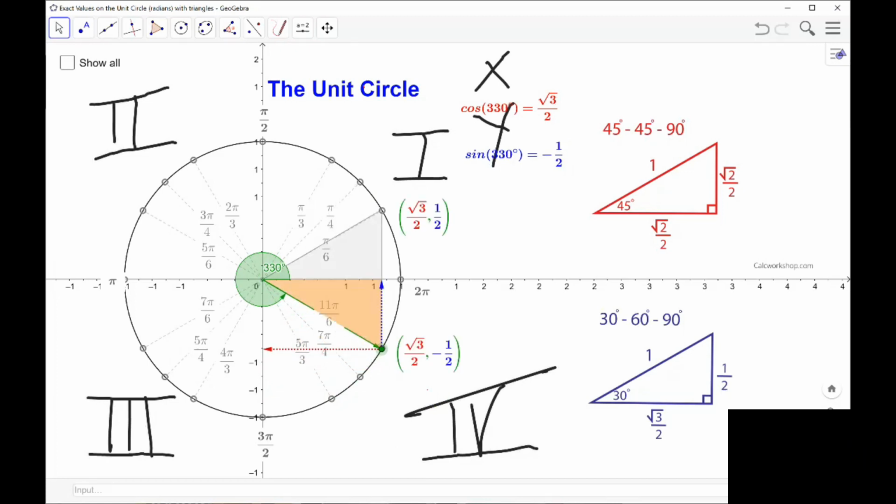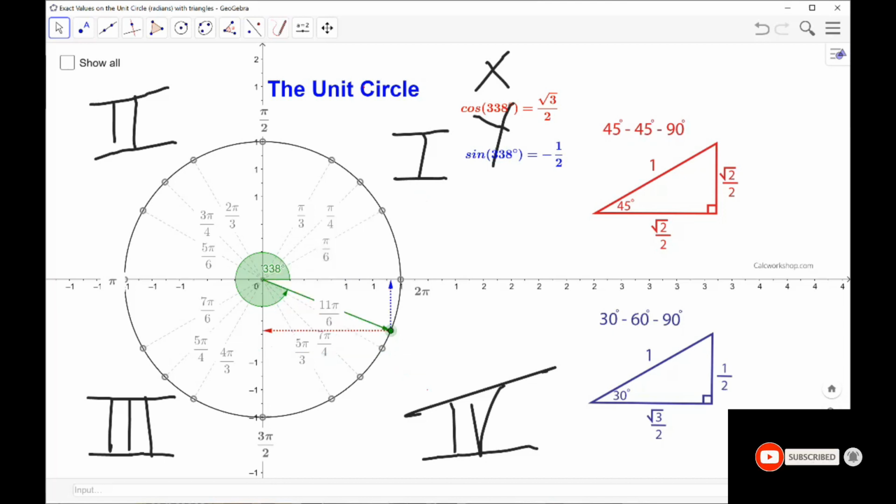For 330, that corresponds to 30. Difference being x is positive, y is negative. So the cosine of 330 would be √3/2, and the sine of 330 would be negative 1/2.